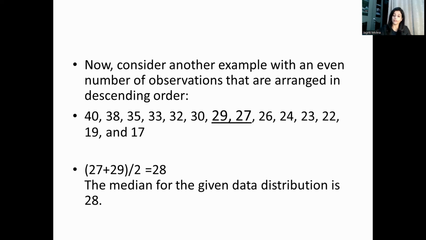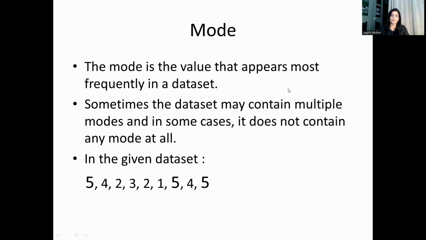I hope that's clear. So now let's start with the concept of mode. Mode is a value that appears most frequently within a data set. So any value that is occurring the most number of times in a data set will be considered as a mode. Sometimes the data may contain various modes. So that would be called multimodal data. And in some cases, there may not be a mode at all. All values may be unique.